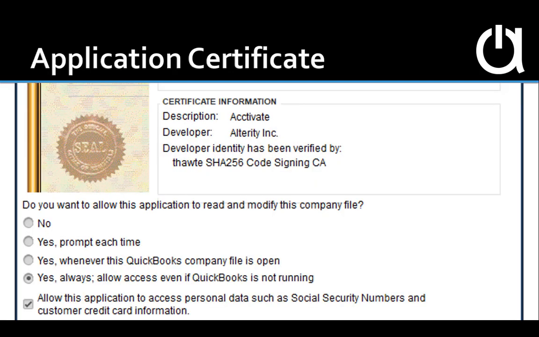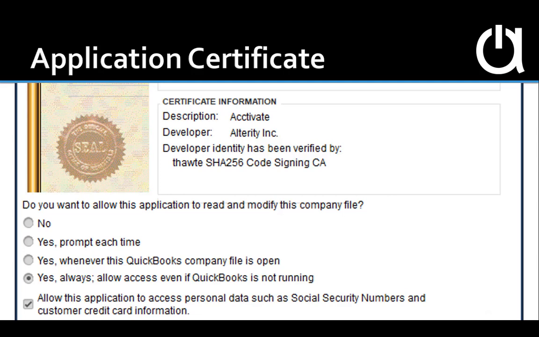This is set up in the Integrated Applications section in QuickBooks. And when you run the sync, this will pop up in your QuickBooks file, and you'll have to take action before the sync can continue. The first option obviously is no, which means don't allow the sync. The second option, prompt each time, means if you run the sync in Activate with the QuickBooks file open, you'd get this pop-up here saying, can you sync this?